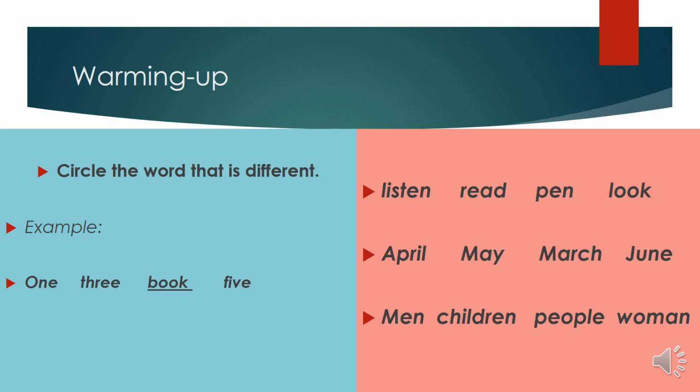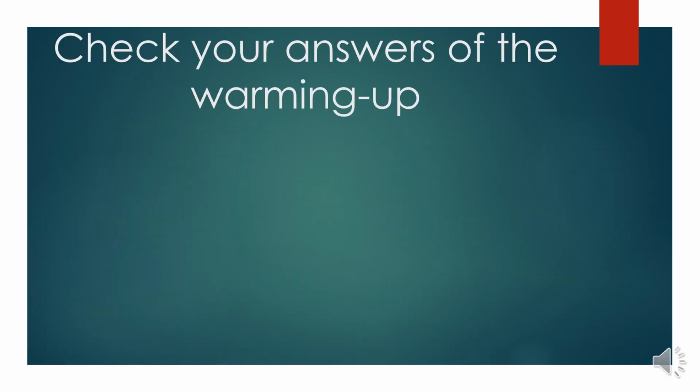In a line 1 you see words listen, read, pen, look. Line 2, April, May, March, June. Line 3, men, children, people, women. I think you easily did this warm-up exercise. Now check your answers.